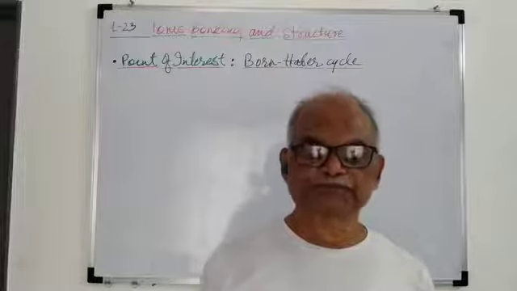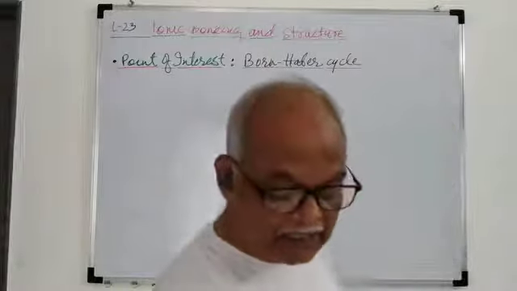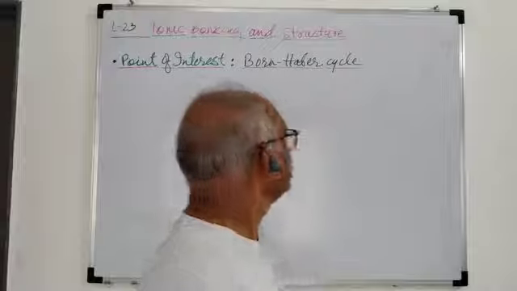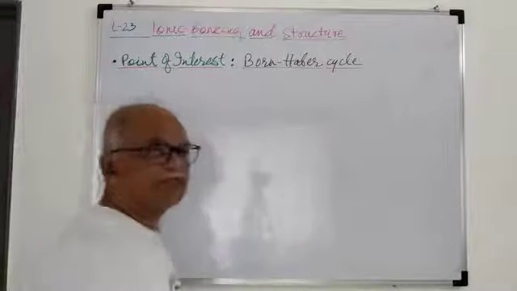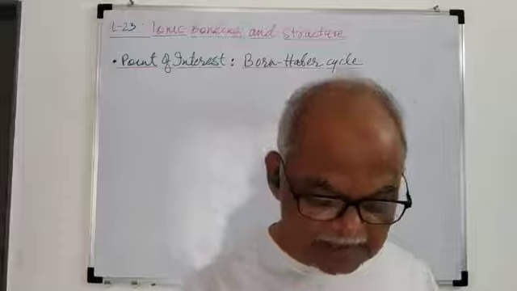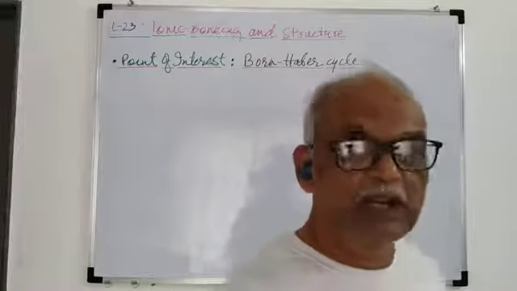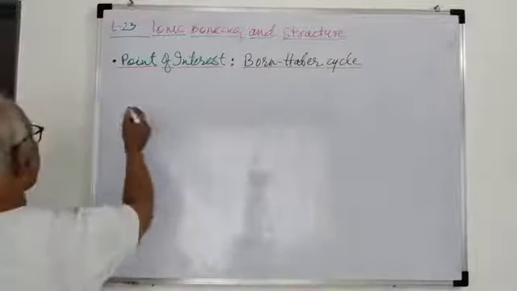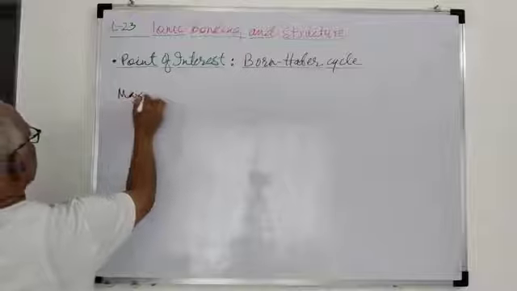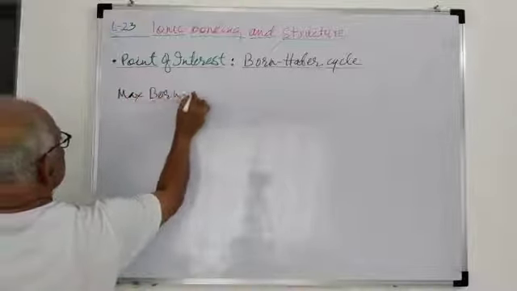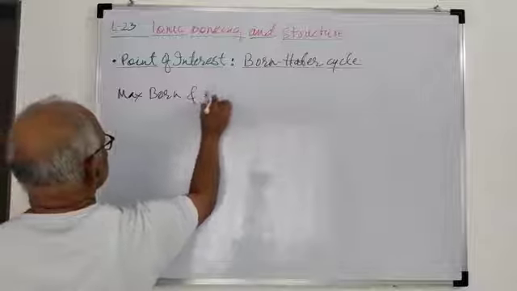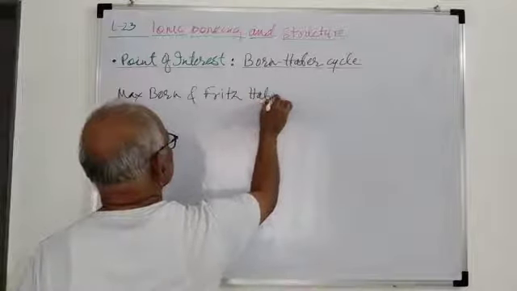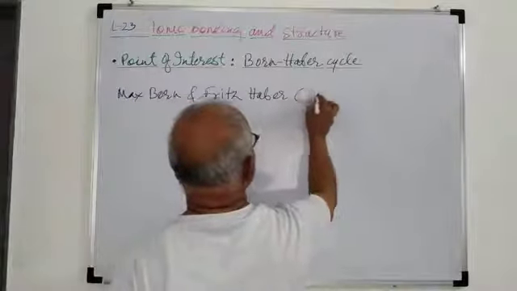Today we will see the next point of this topic, ionic bonding, that is Born-Haber cycle. This Born-Haber cycle was first observed by scientists Max Born and Fritz Haber in 1919.